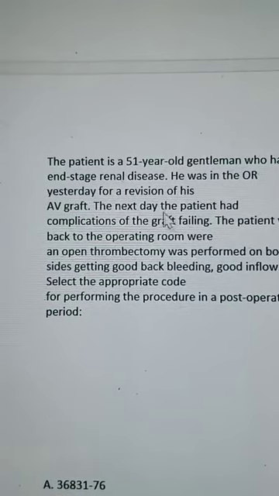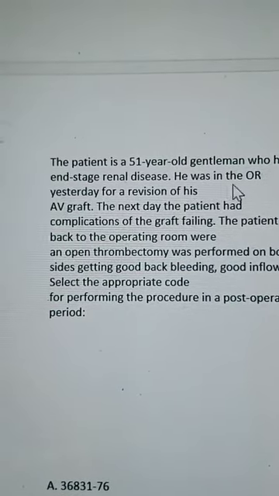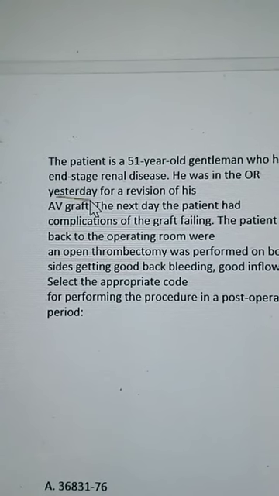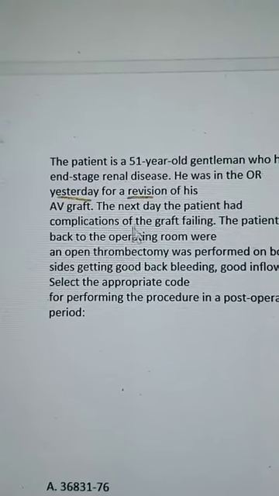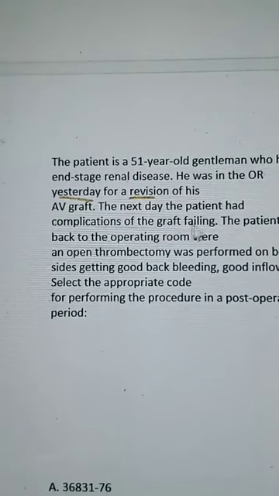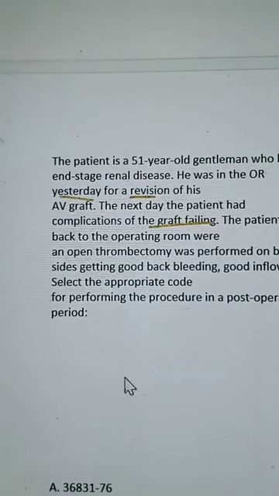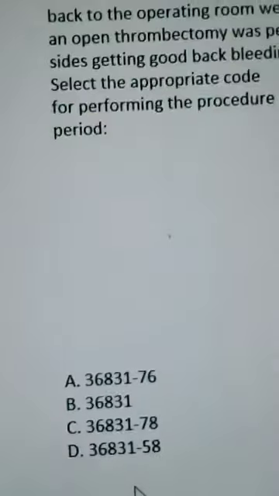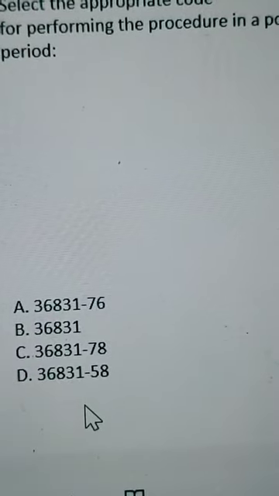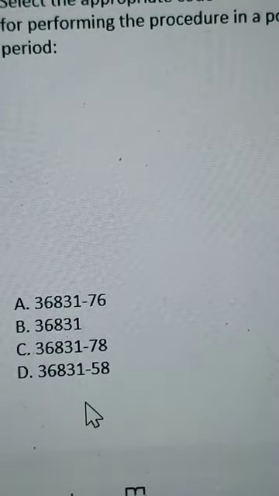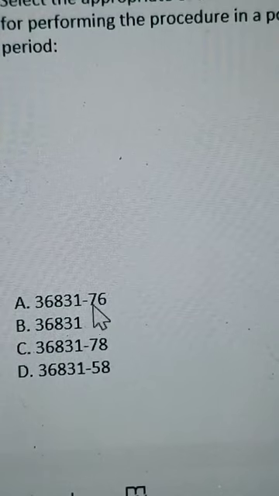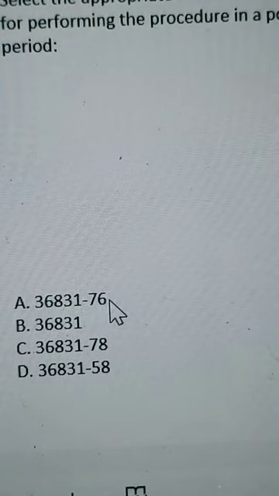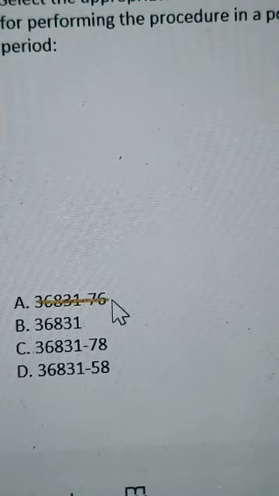So it looks like he was in the ER yesterday for a revision, right? And his graft is failing. Does that sound like it's a planned repeat? I got to look at these again because I can't remember them. I always forget. I get to talking and I forget. So that does not sound like it's a repeat. Just because a procedure fails doesn't mean it's repeated anything, right?